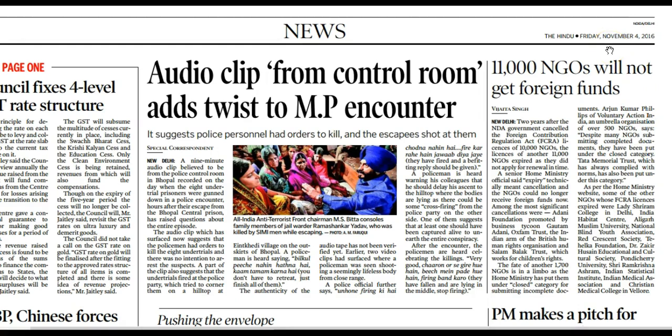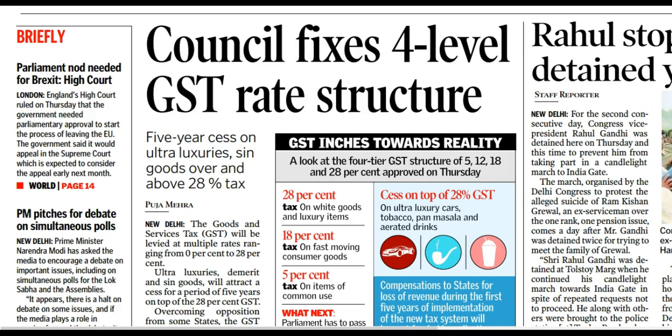So there is no need to discuss about this article in detail because few days back we already discussed in detail. So watch the earlier video lecture to get complete picture about FCRA. Let's come back to the home page where you can see the article on GST. So the 4-level GST rate structure have been approved recently by GST Council.